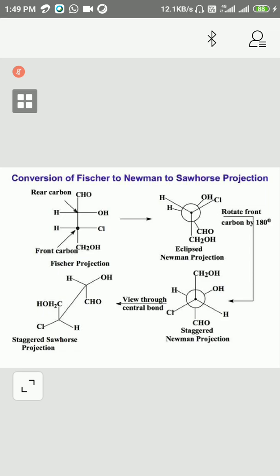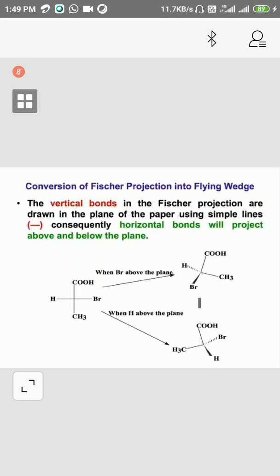So eclipsed to eclipsed. First, this is the front carbon, this is the rear carbon. Okay, you can easily convert. You do some practice, and after practice there is no problem. Now this Fischer projection, how can you convert it into flying wedge?